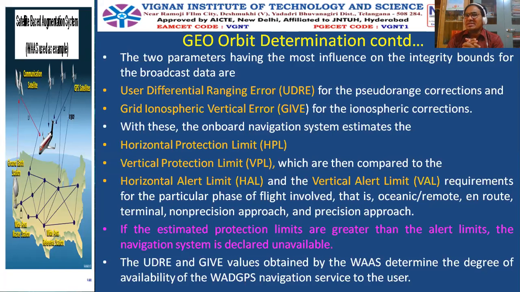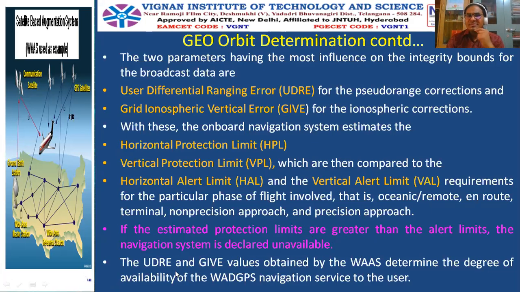So these requirements will be involved for the particular phase of flight: oceanic, remote, en route, terminal, non-precision approach and precision approach. If the estimated protection limits are greater than the alert limits, the navigation system is declared unavailable. So this point is highlighted. There are horizontal alert limit and vertical alert limit. If the estimated protection limits are greater than these limits, then the navigation system is declared unavailable. That means it is not available, that means it is some erroneous data we received.